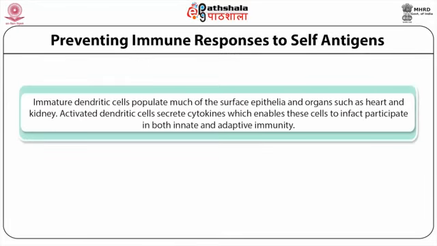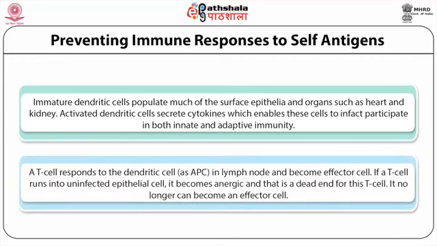Immature dendritic cells populate much of the surface epithelia and organs such as heart and kidney. Activated dendritic cells secrete cytokines, which enables these cells to in fact participate in both innate and adaptive immunity. A T cell responds to the dendritic cell as APC in lymph node and becomes an effector cell. If a T cell runs into an uninfected epithelial cell, it becomes anergic, and that is a dead end for this T cell. It no longer can become an effector cell.